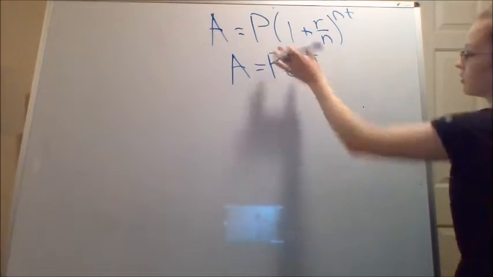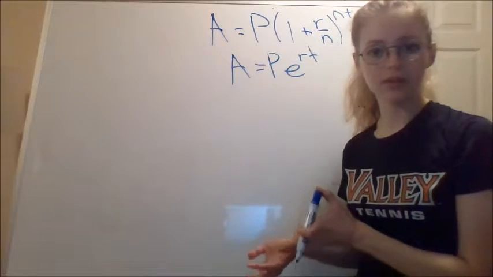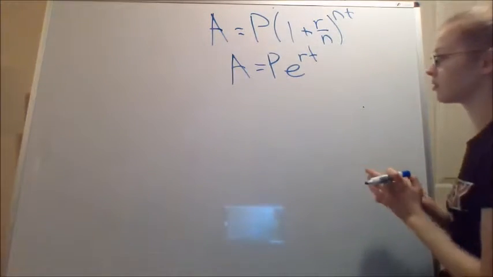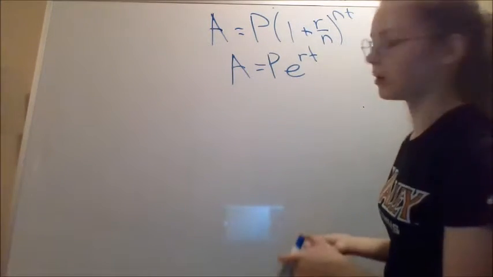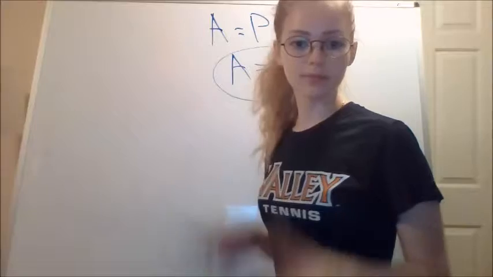This formula right here is really good for compounding interest that is monthly, daily, yearly. But what happens if we're working with something like bacteria that are compounding all the time? And that's where PERT comes in. Now you might be wondering about the number E here.